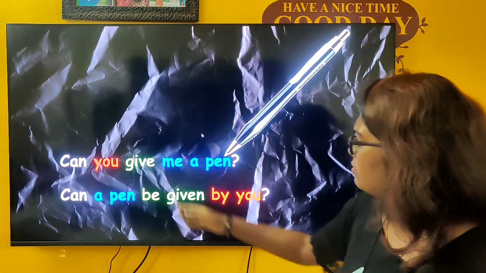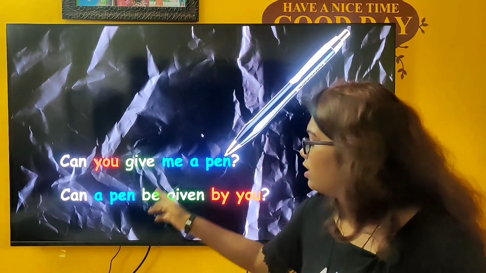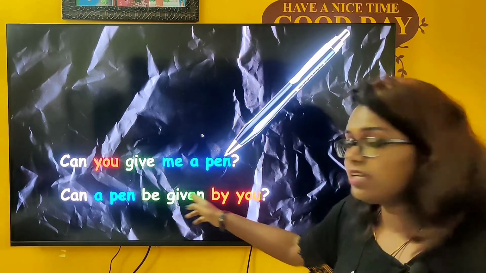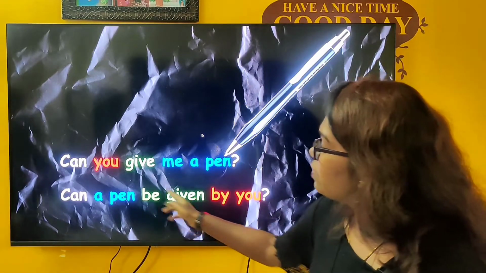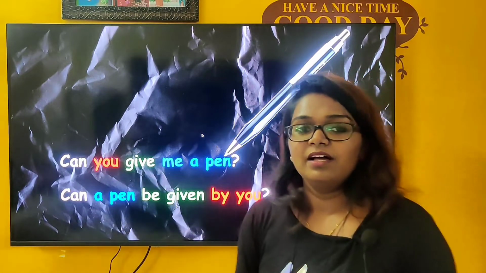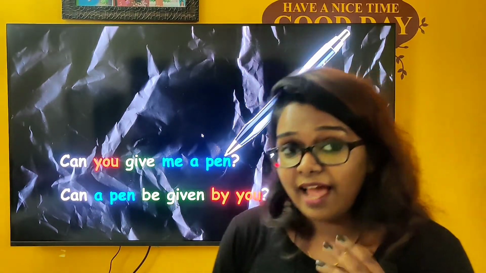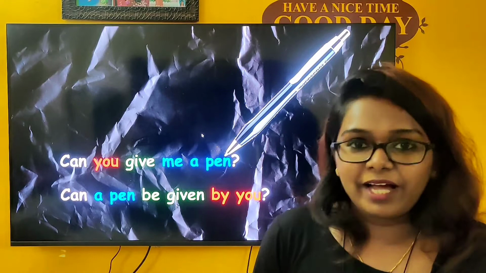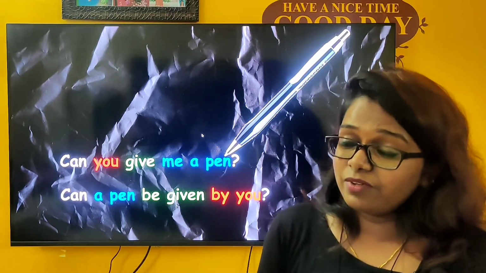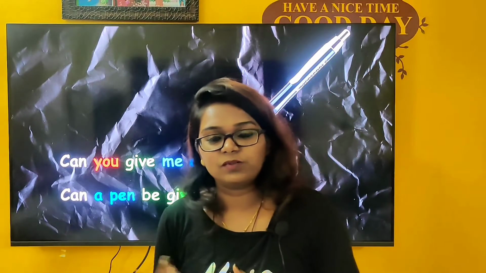In this we have to change it to a pen be given by you, where given is the past participle form. So when we change from active to passive, the question format will be, can a pen be given by you? This is how we change from active voice to passive voice.